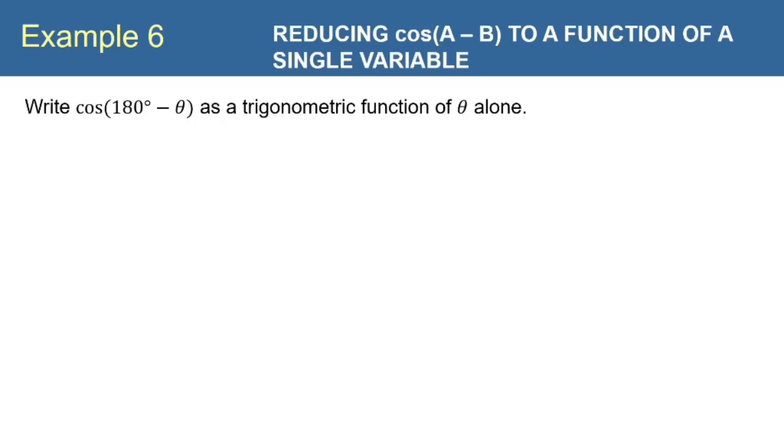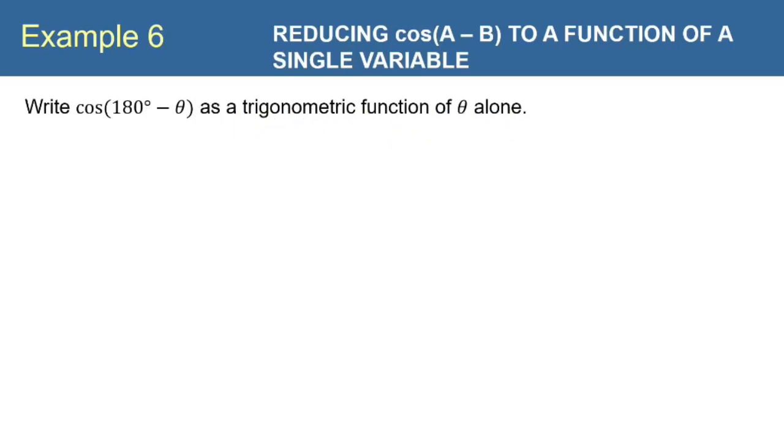Now here in example 6, the instructions say write cosine of 180 degrees minus theta as a trigonometric function of theta alone. This is one of the absolute easiest problems in this section, but a lot of students miss these, and I believe it's because they don't understand what the instructions are asking them to do.